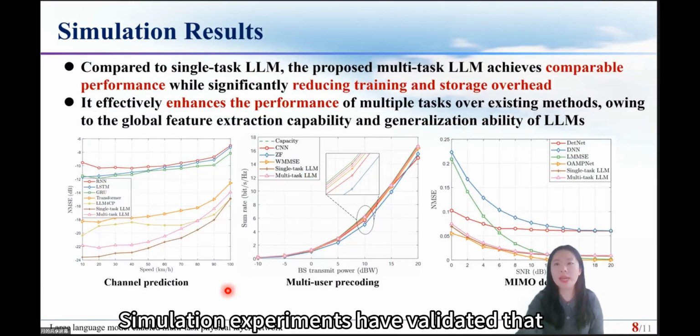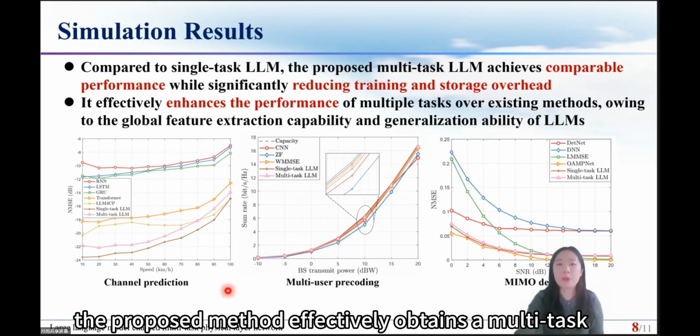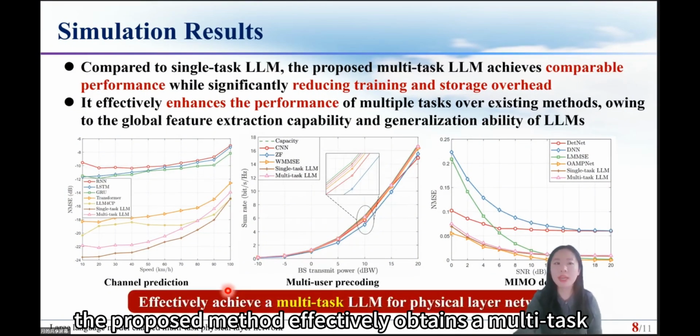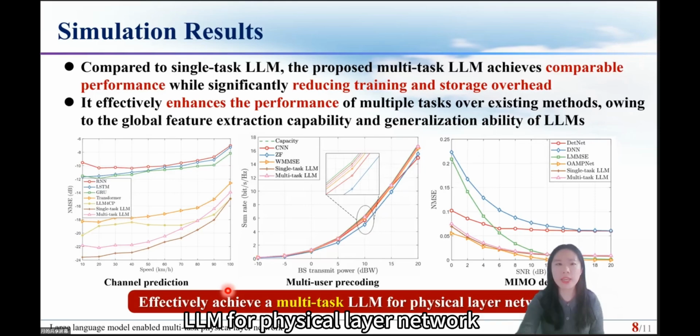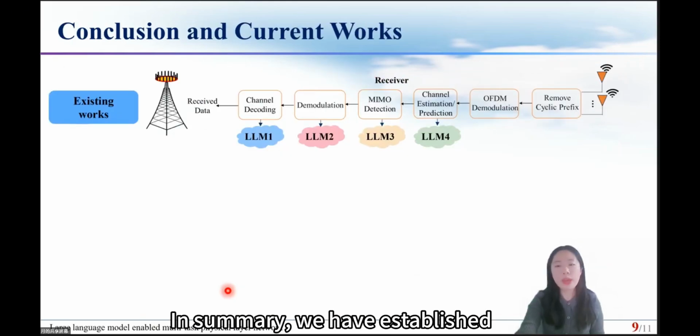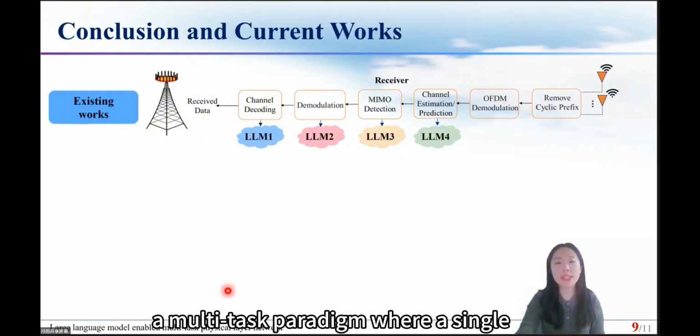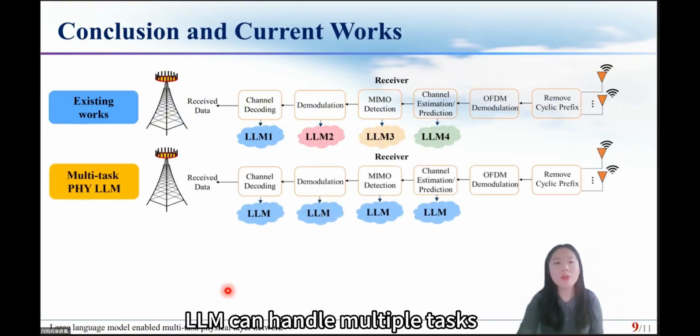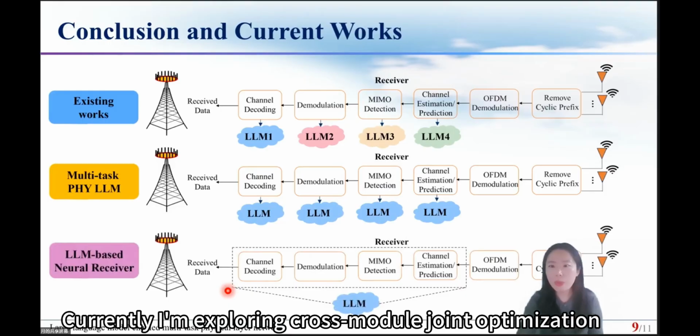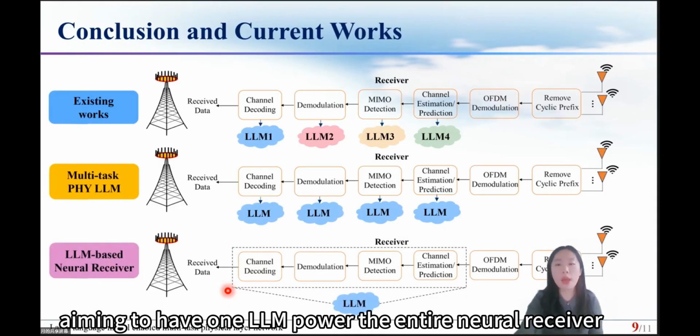Simulation experiments have validated that the proposed method effectively obtains a multitask LLM for physical layer network. In summary, we have established a multitask paradigm where a single LLM can handle multiple tasks. Currently, I'm exploring cross-model joint optimization, aiming to have one LLM power the entire neural receiver.